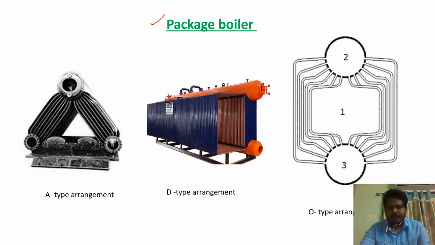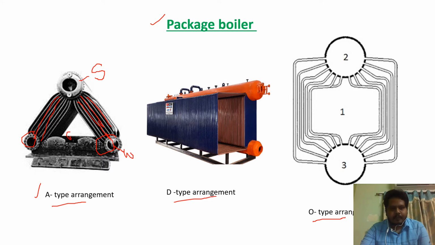The other type of water tube boiler is the package boiler. Based on the arrangement, they are divided into three types: A type arrangement, D type arrangement, and O type arrangement. Let us see the first one, A type arrangement. Here, like other boilers, it has two water drums at the bottom, and there will be a steam drum at the top. The drums are connected with tubes. Here we can see these are the tubes.